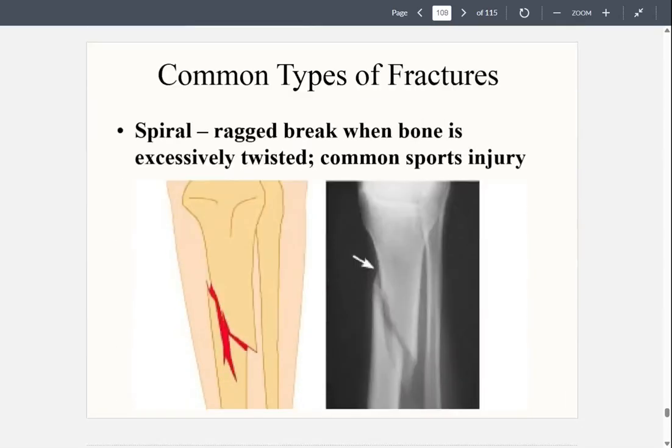Spiral fractures are going to be a ragged break that kind of twists along. It's not parallel or perpendicular. These are typically due to excessive twisting. Very common in sports injuries, but also super common if somebody twists and forces your arm up behind your back.